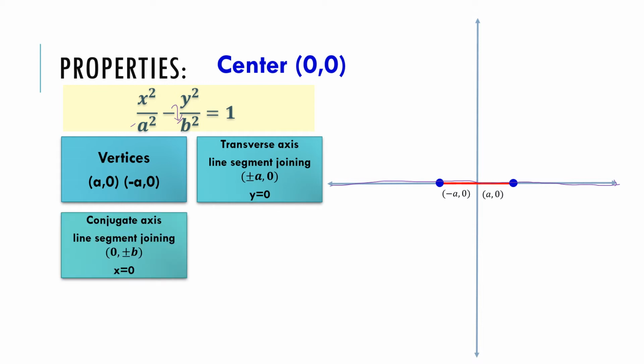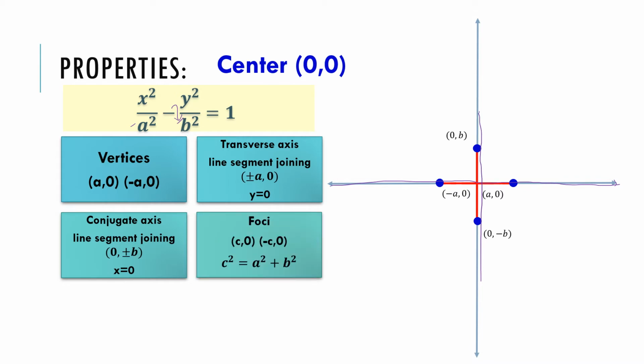Next, the conjugate axis. So, ito naman yung line na kung saan doon dadaan yung line segment joining (0, b) and (0, -b). So, if we have these 2 points, (0, b) and (0, -b), ito yung line segment joining these 2 points, then our conjugate axis is x equals 0 or the y-axis. So, ito naman, si y-axis naman. Yan, yung kahabaan yan.